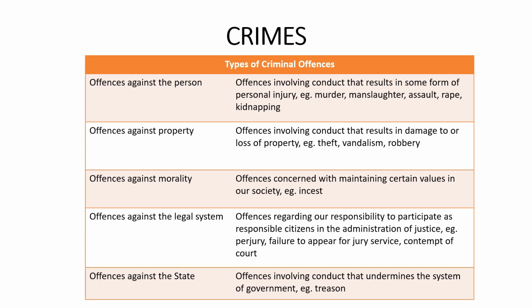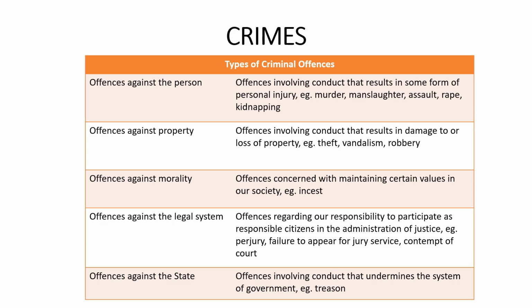Offences against morality are offences that are concerned with maintaining certain values in our society. So, for example, in Victoria, it is an offence to engage in incest, which is where 2 people who are closely related have a sexual relationship. Now, this is an offence against morality in the sense that it reflects society's view that even if the sexual relationship is consensual, such behaviour is detrimental to the proper functioning of the family unit and so should be a crime.